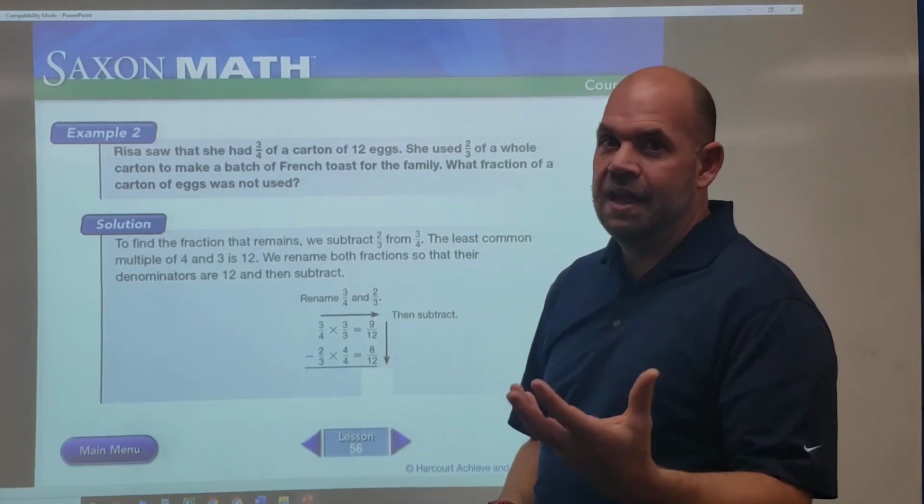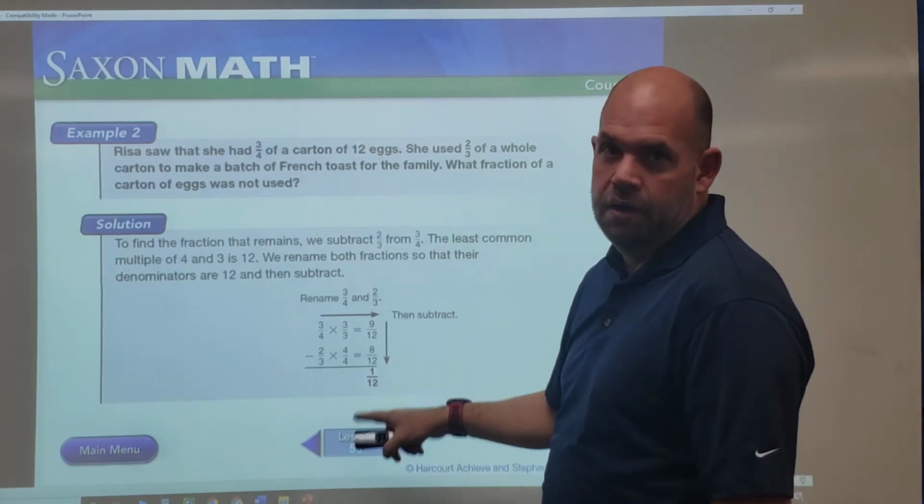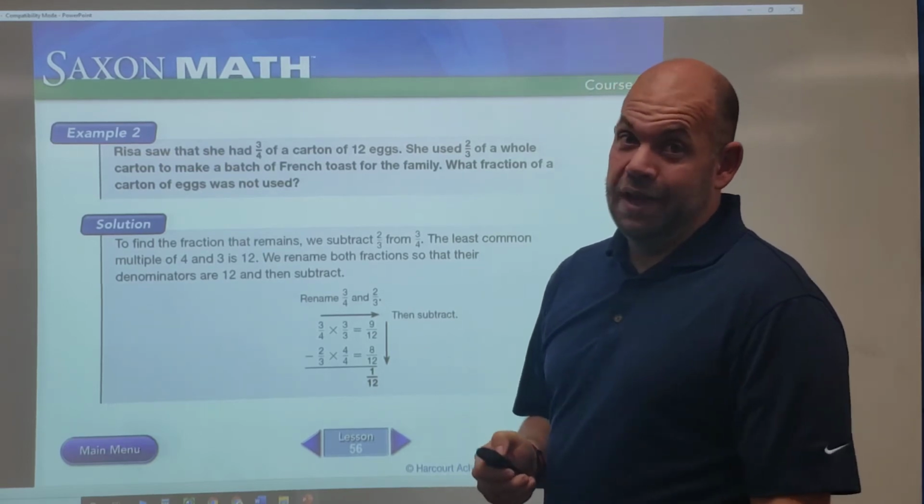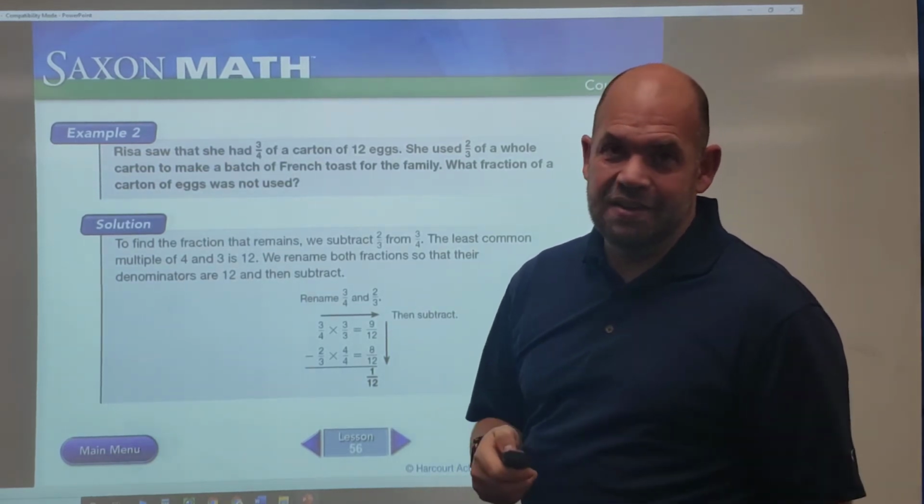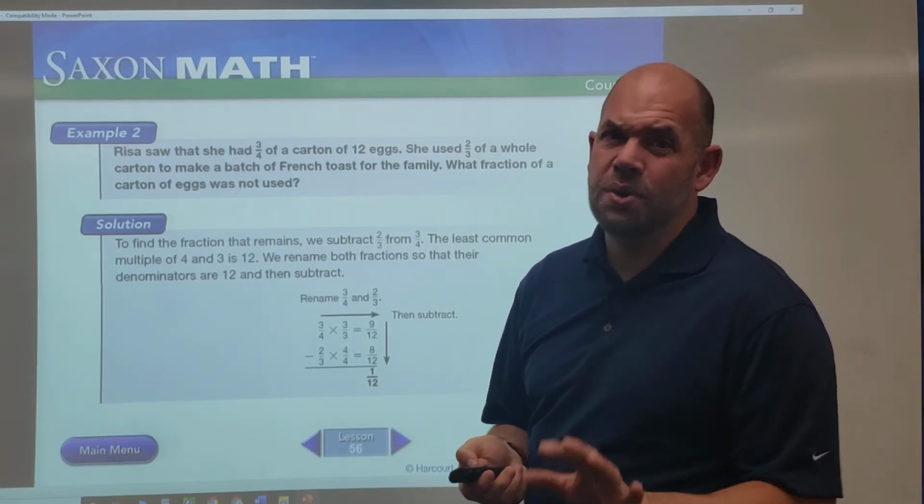So we had 9 eggs. We used 8 of the eggs. How many eggs are we going to have left? 1 of the 12 eggs. 1/12. This seems complicated, I know. It's just going to take practice. Once you've gotten used to finding common denominators, this is so easy.